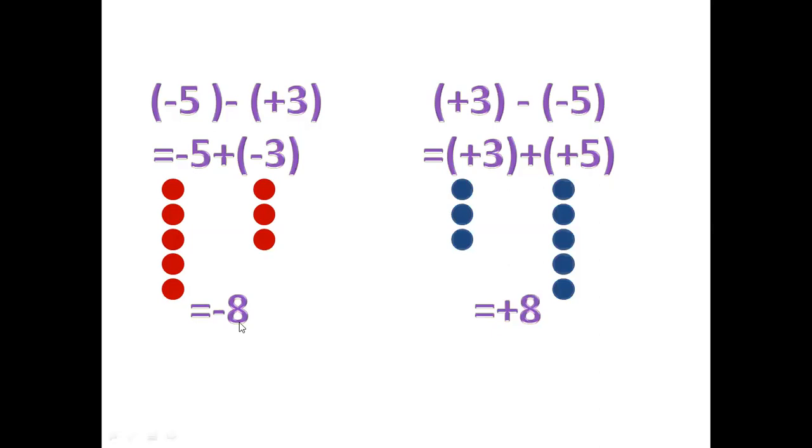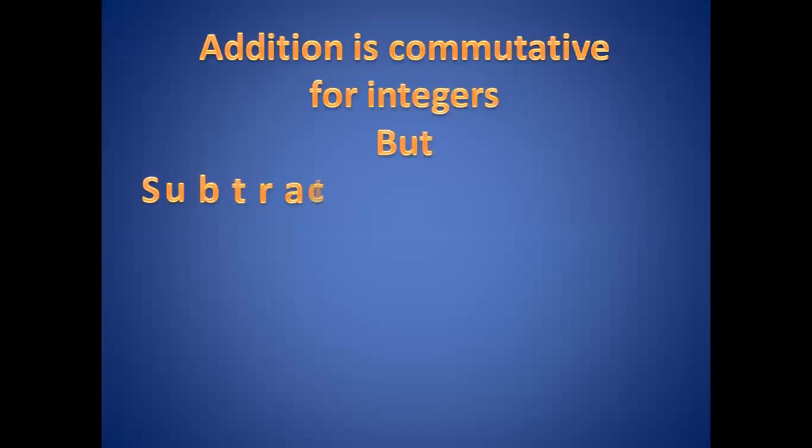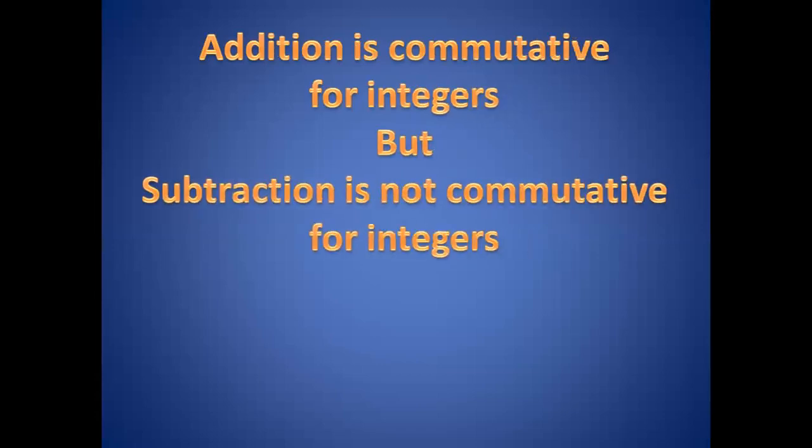So the answers are different. While subtracting, if we change the order, the answers will be different. So +3 subtracted from -5 is different from -5 subtracted from +3. So for any integers a and b, a minus b is not equal to b minus a. So while subtracting, we should not change the order, that makes a difference. Addition is commutative for integers, but subtraction is not commutative for integers.